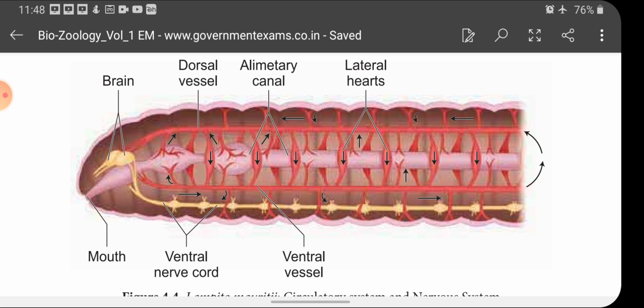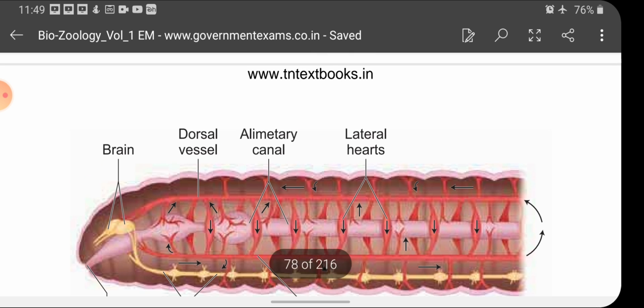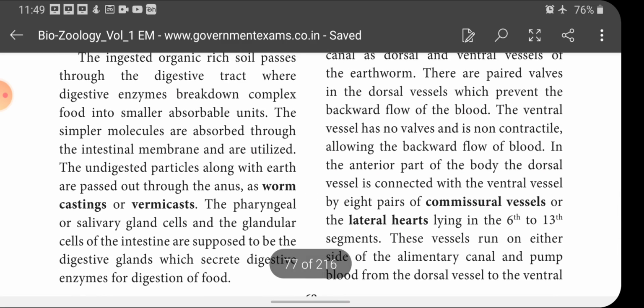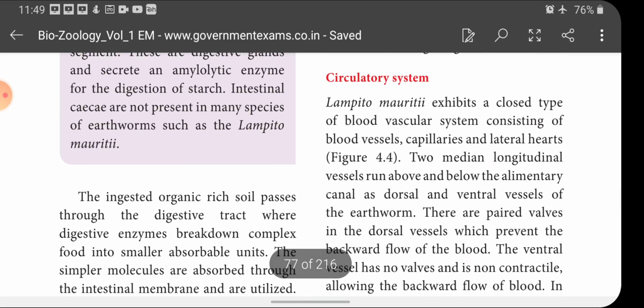And one thing, in the dorsal blood vessel, there are a pair of valves which prevent the backflow of blood. But in the ventral blood vessel, there are no valves, so it allows the backflow of blood. The function of the dorsal blood vessel is to receive blood from all parts of the body, and the function of the ventral vessel is to supply blood to all parts of the body. That's it. Okay, children, if you go through this, you can clearly understand the circulatory system.